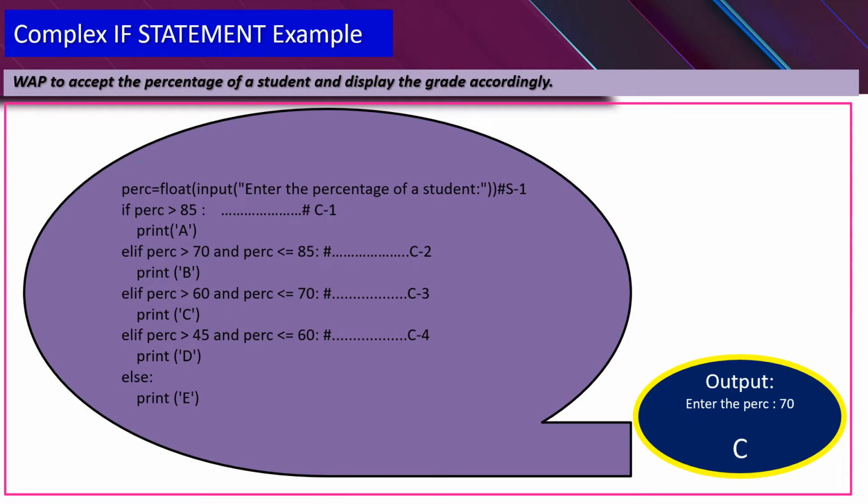So let's have the example here. Write a program to accept the percentage of a student and display the grade accordingly. So here what will happen now? See, the first statement that I have written here: percentage is equal to float, input, enter the percentage of a student. This statement 1 will accept the percentage as the input from the user.